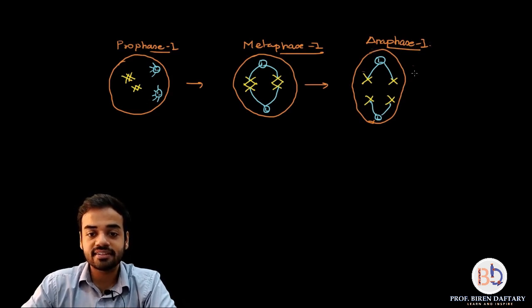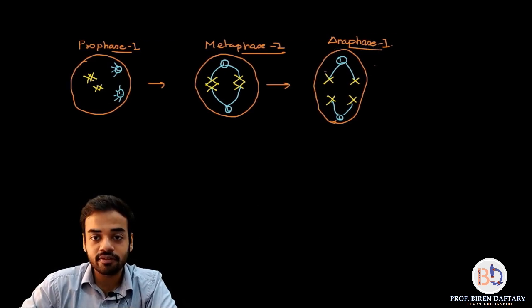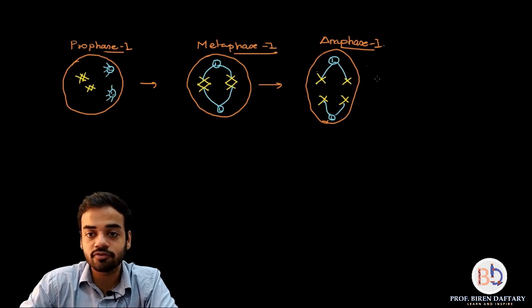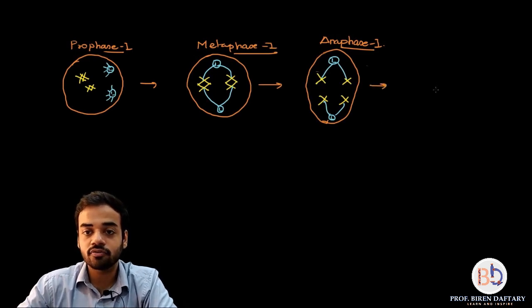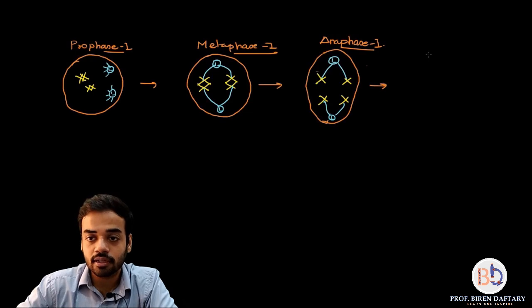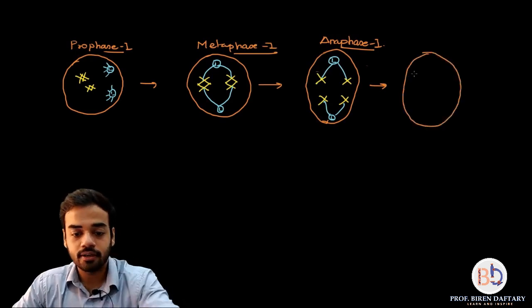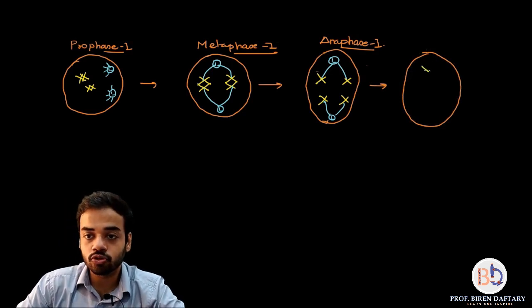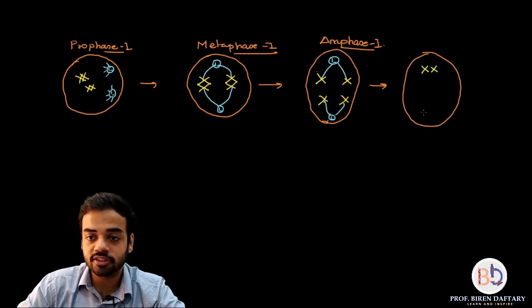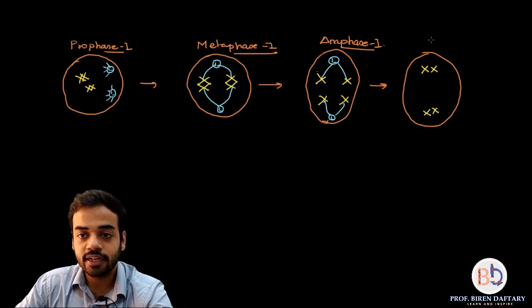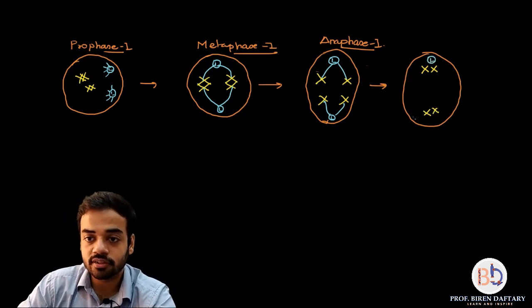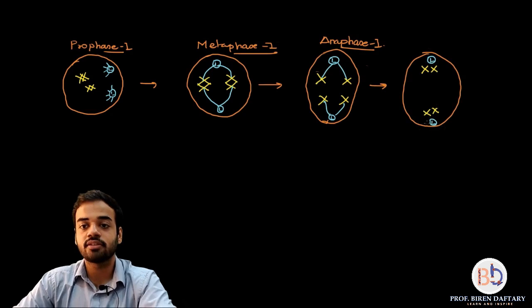Okay, next stage will be what? Next stage will be very, very easy. It will be telophase 1. So in telophase 1 what is going to happen? So again the cell, correct, then both the chromosomes have reached towards the respective poles. Then we have to show the centrosome as well. So this is the centrosome, another centrosome.